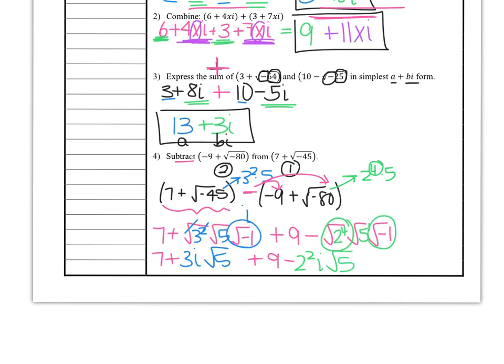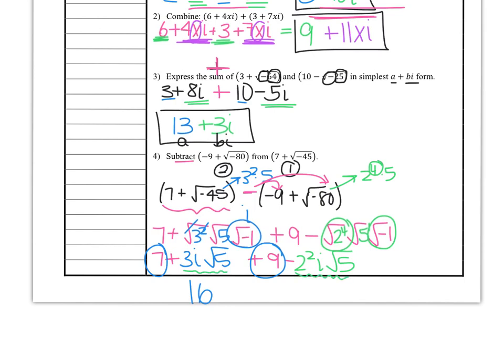So from here, we're just going to simplify. We have 7 plus 9, like terms here, to give us 16. And then this is an i with a square root 5. This is an i with a square root 5.